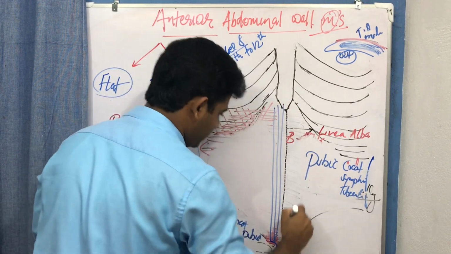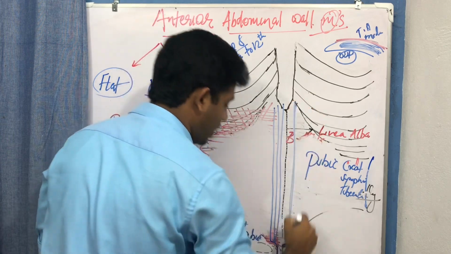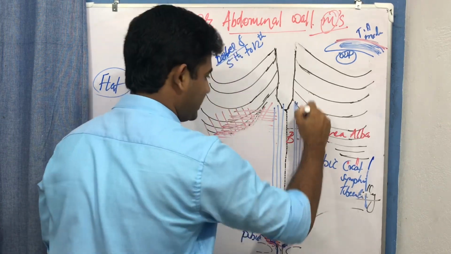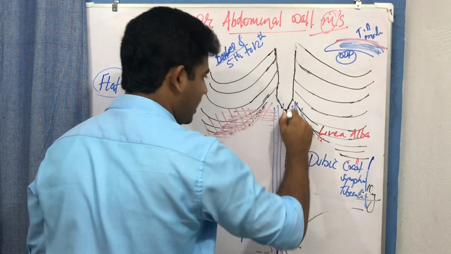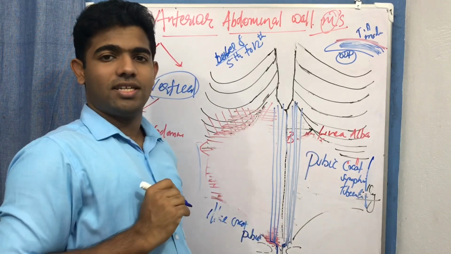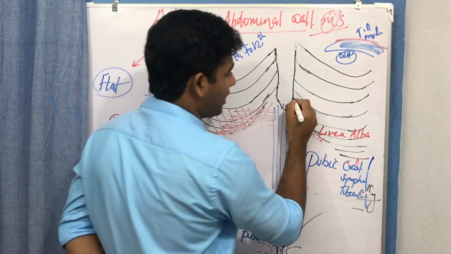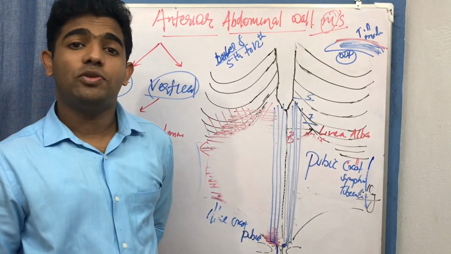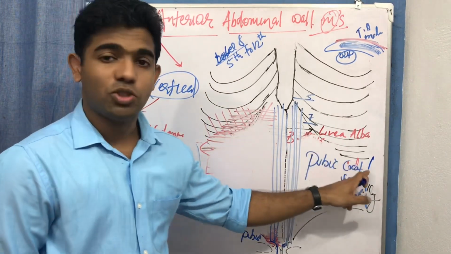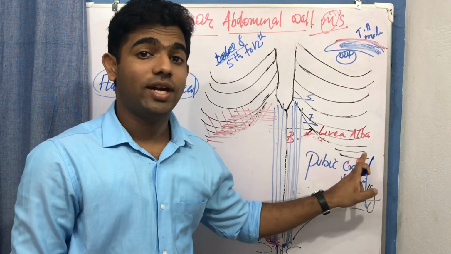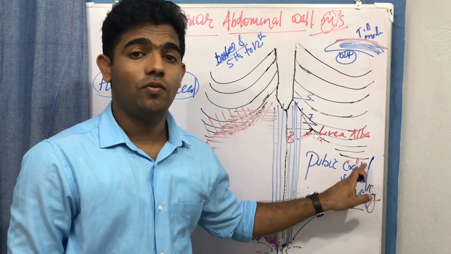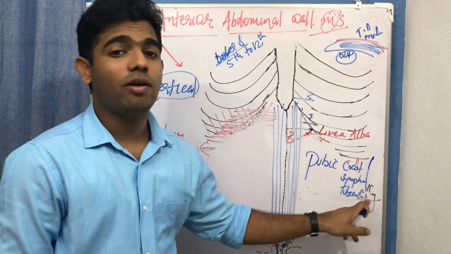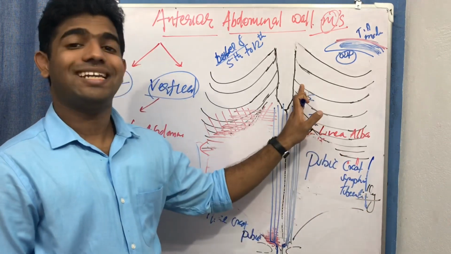And with this direction itself, you can tell me what its insertion is. Not to the linea alba. It is inserted into the xiphoid process and ribs 5 to 7. Why only 5 to 7? Because the 8th, 9th and 10th ribs are known as false ribs, and 11 and 12 are known as floating ribs, as they are not directly attached to the sternum.